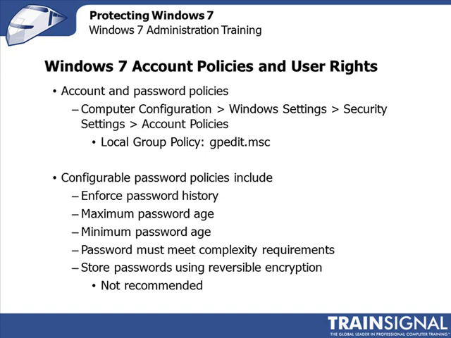Windows 7 includes a number of policies that are related to Windows 7 accounts and how they work on the system. There are also some user rights information that you should understand and how you can go about configuring these items in Windows 7. Account and password policies are available in the local group policy editor or in the main group policy editor on a Windows server at Computer Configuration, Windows Settings, Security Settings, Account Policies.